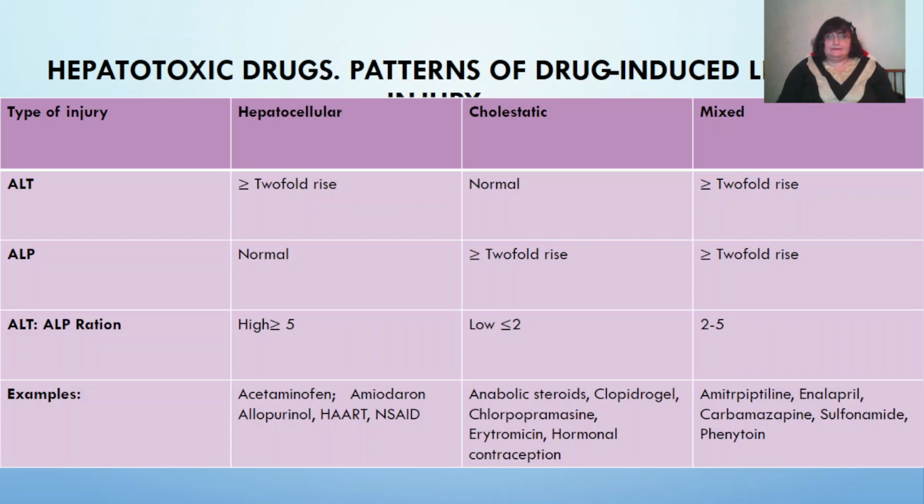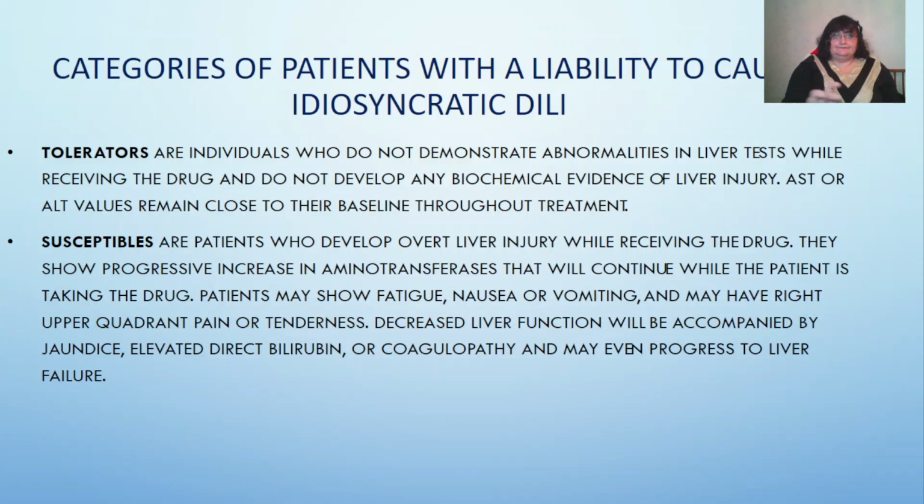Examples: hepatocellular is acetaminophen, amiodarone, allopurinol, HAART, and nonsteroidal anti-inflammatory drugs. Cholestatic is anabolic steroids, clopidogrel, chlorpromazine, erythromycin, hormonal contraception. And mixed is amitriptyline, enalapril, carbamazepine, sulfanilamide, and phenytoin.